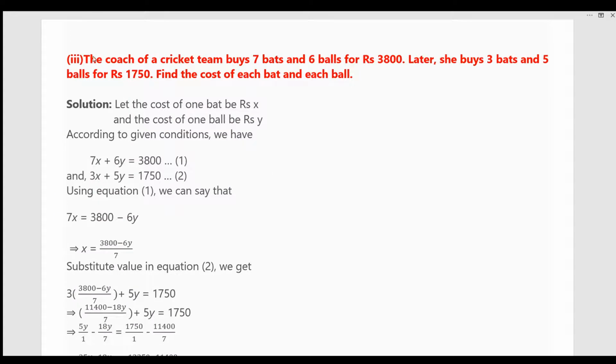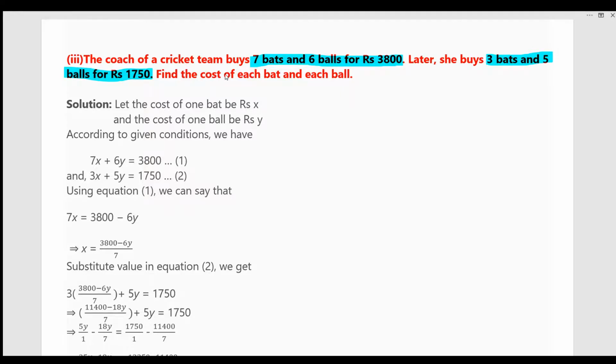Now part 3. The coach of a cricket team buys 7 bats and 6 balls for rupees 3,800. Later she buys 3 bats and 5 balls for rupees 1,750. Find the cost of each bat and each ball.